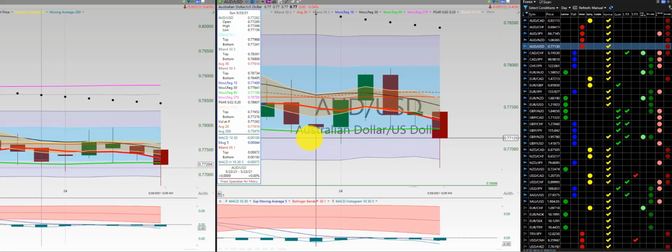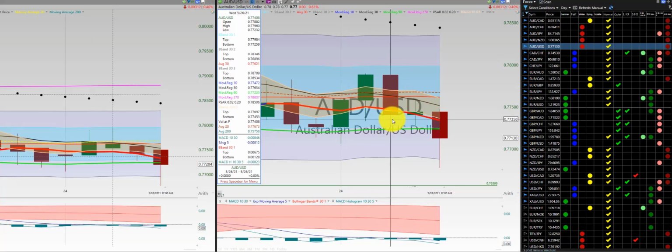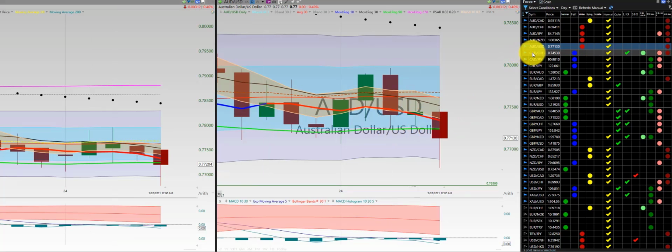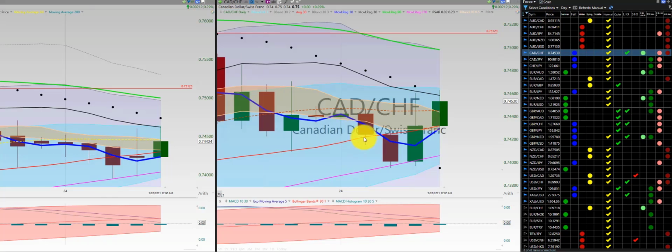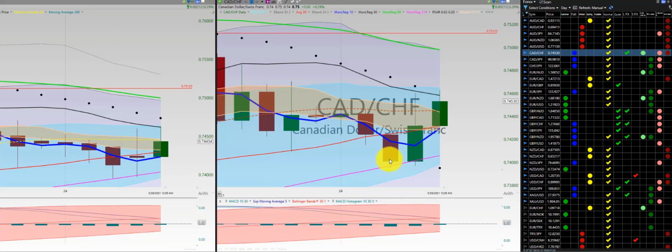Aussie dollar, US dollar. Initial trade here for the short side. We had the RL90 here for a quick out, and then first indicator, second indicator for this loss here, and no further trade the rest of the week. Canadian dollar, Swiss franc. No trade, no trade. And then initial trade here with the target, the RL270 hit. No further trade the rest of the week.